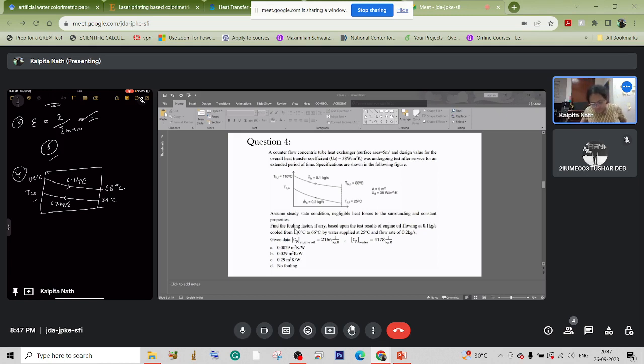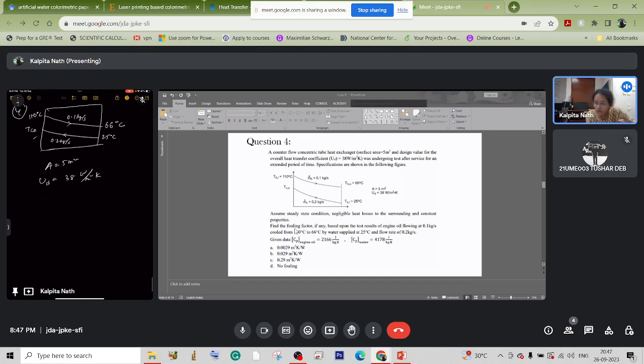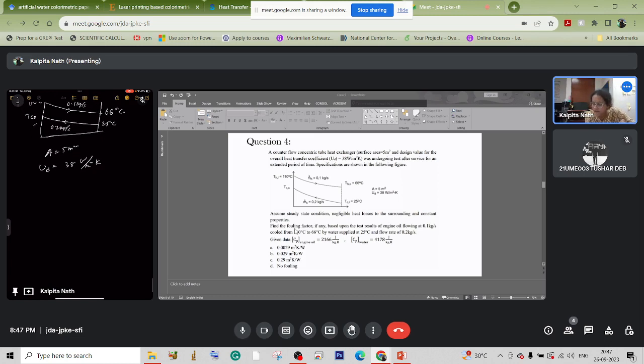Okay, let's solve this problem. So first of all, area is already given as 5 meter square. The overall heat transfer coefficient is given as 38 watt per meter square Kelvin. So now, what do we need to find out? We need to find out the fouling factor, if any.